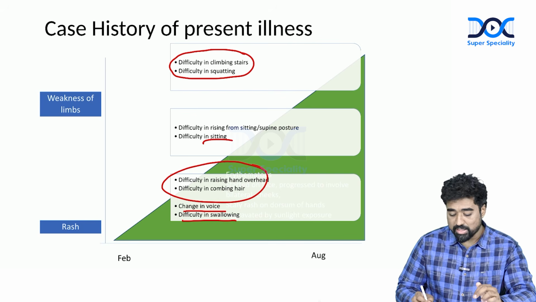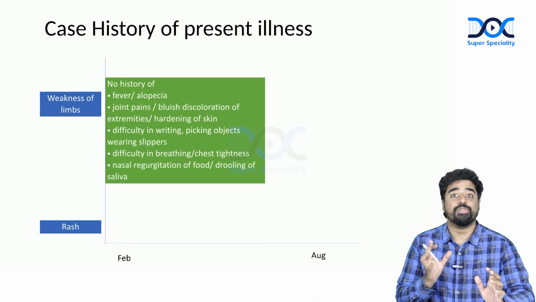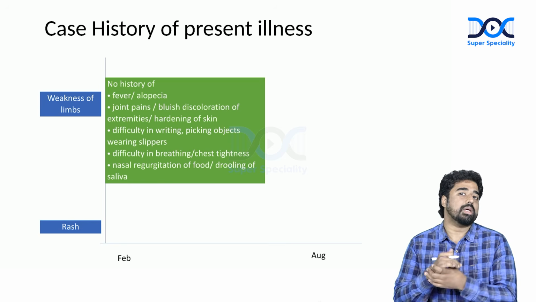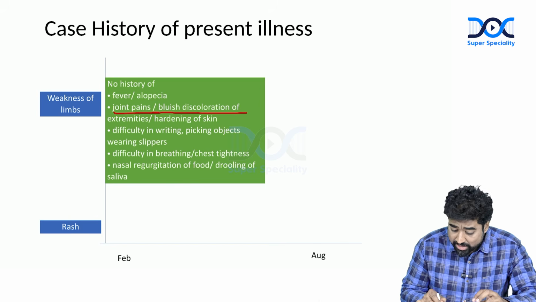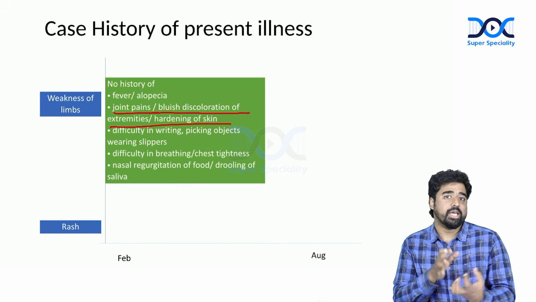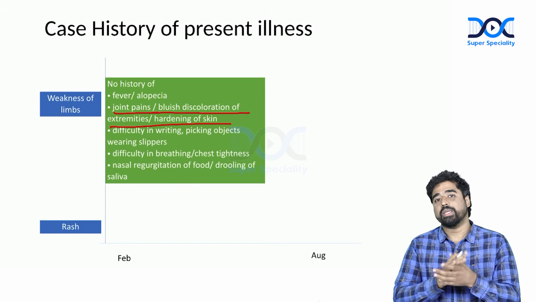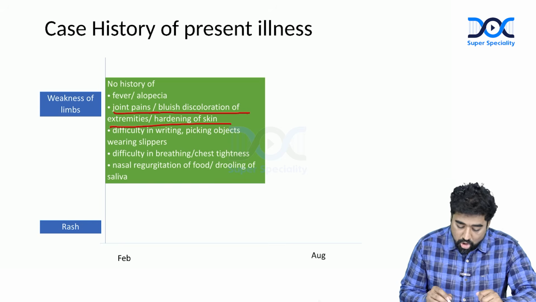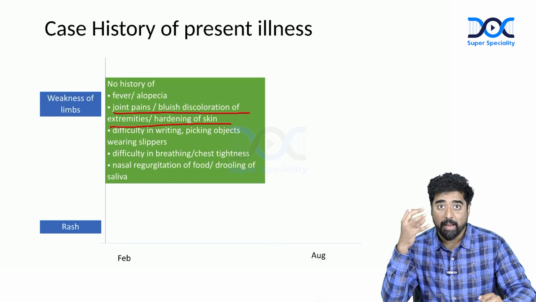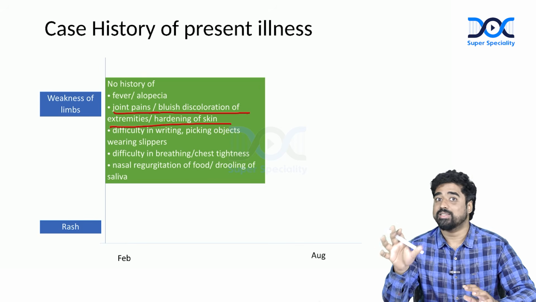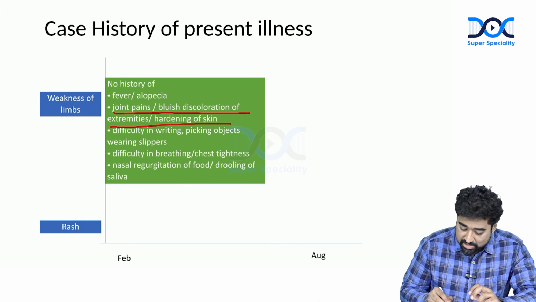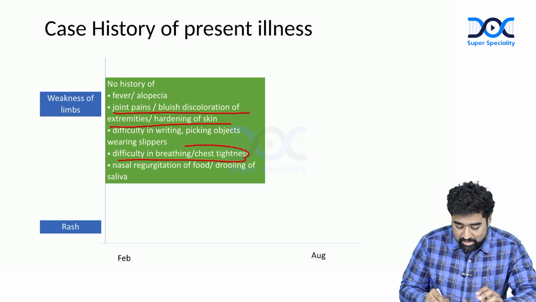At the same time, there is some important negative history. There is no fever or alopecia, that is, nothing like a pediatric lupus kind of thing. There are no joint pains. There's no bluish discoloration or hardening of skin. Again, all of these happen in juvenile scleroderma, right? That is also not there. There's no difficulty in writing, picking objects, wearing slippers, no difficulty in distal muscle movement. There's no difficulty in breathing or chest tightness.